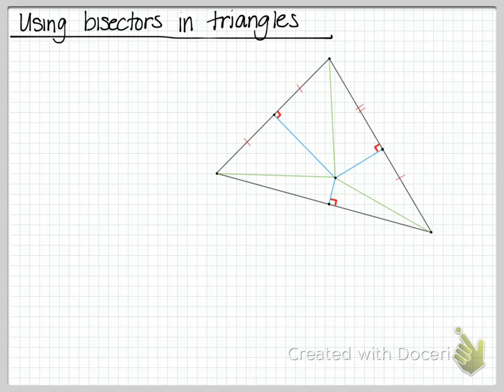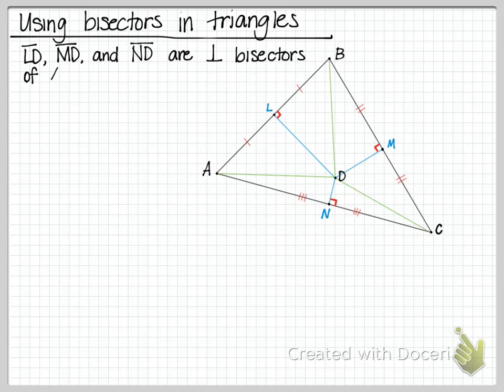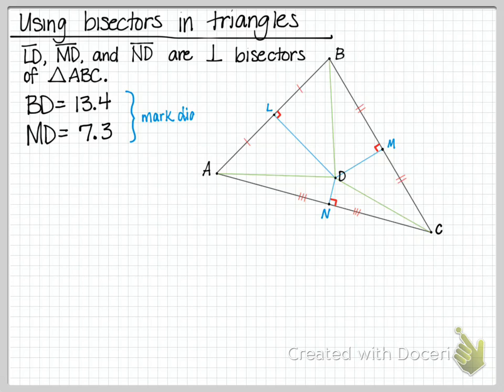So in this first problem, we have the triangle ABC, and we've been given three perpendicular bisectors, the segment LD, the segment MD, and the segment ND. We've also been given that the length of the segment BD is 13.4 and the length of the segment MD is 7.3. Let's mark those in our diagram first. And now what we're here to find is the length of the segment CD.